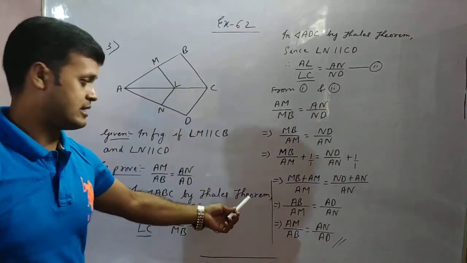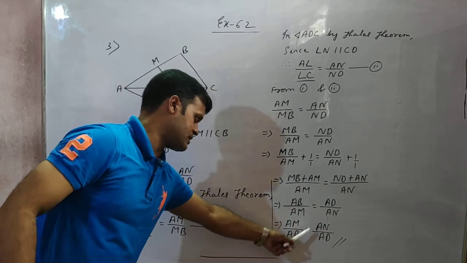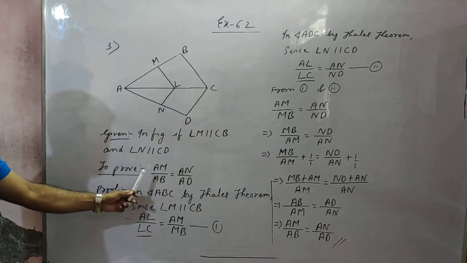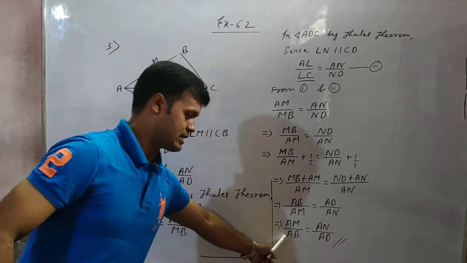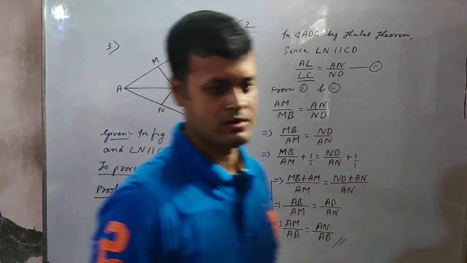Now again I am reversing. After this step I will again reverse. So AM is upwards and AB is down, and AN is upwards and AD is down. So now you see, whatever we needed to prove, we just got that only. Is it okay? Understood all of you?